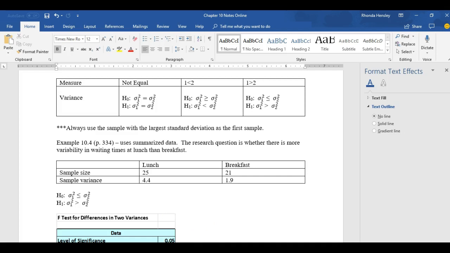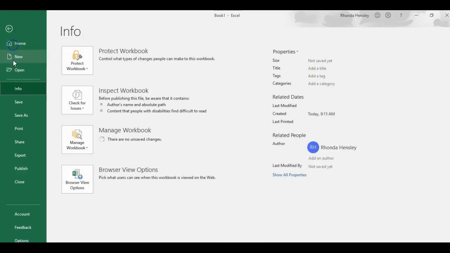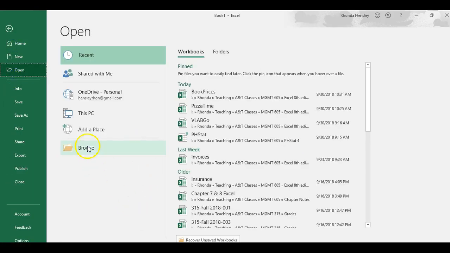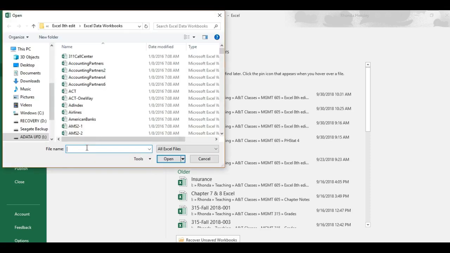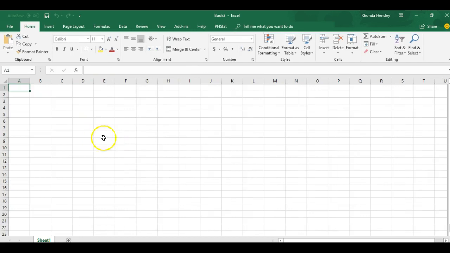So what we do is we go back to Excel, and I'm just going to open up another sheet. I'm going to browse, and this data is actually not in a file, so that's wrong. I'm just going to open a new file. Is this summarized data also? You can use summarized or unsummarized. In this case, we do not have the initial data.